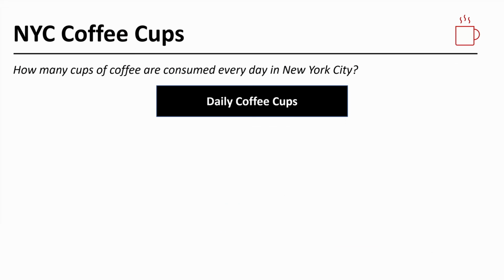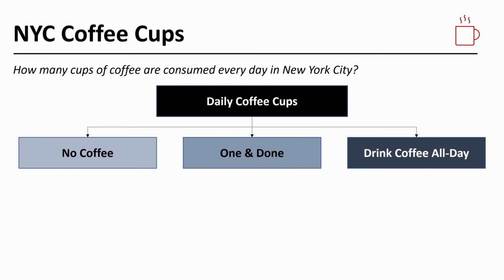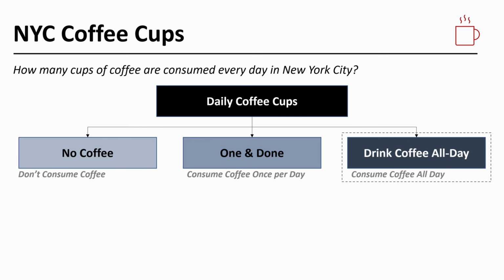So one way to estimate the daily number of coffee cups that are consumed in New York City is to segment our customers into 3 different types. Our first being non-coffee drinkers that don't consume coffee at all. Our second being one and done, or consume coffee once per day in the morning and then don't consume throughout the rest of the day. And then finally, those that drink coffee all day. Given coffee consumption between these 3 customer segments varies significantly, it's helpful to map them one by one to estimate the total number of coffee cups that are consumed.